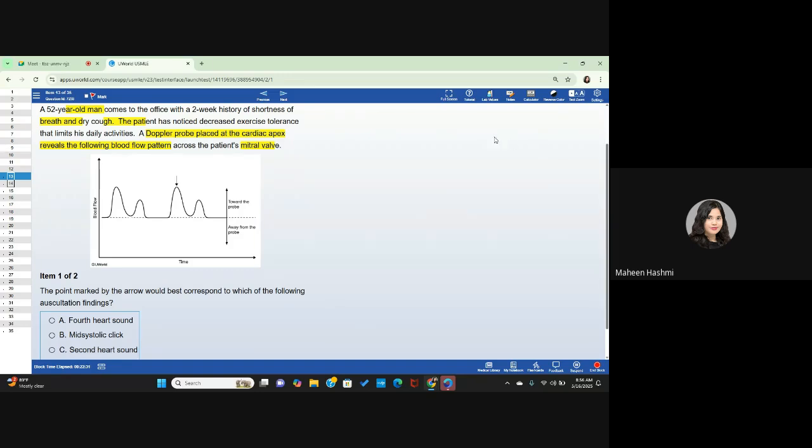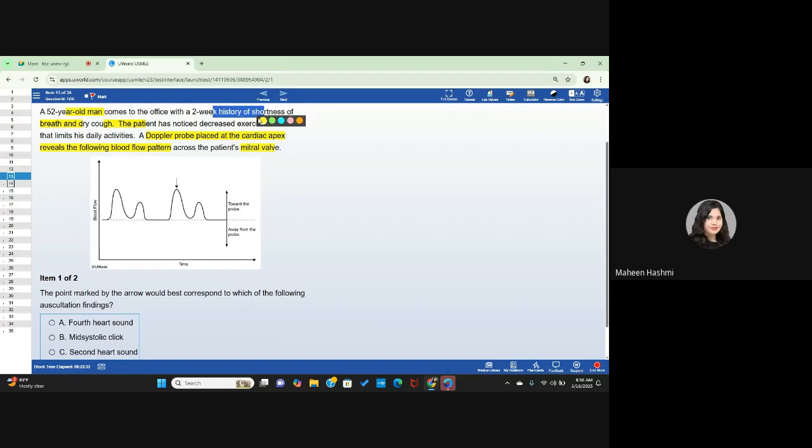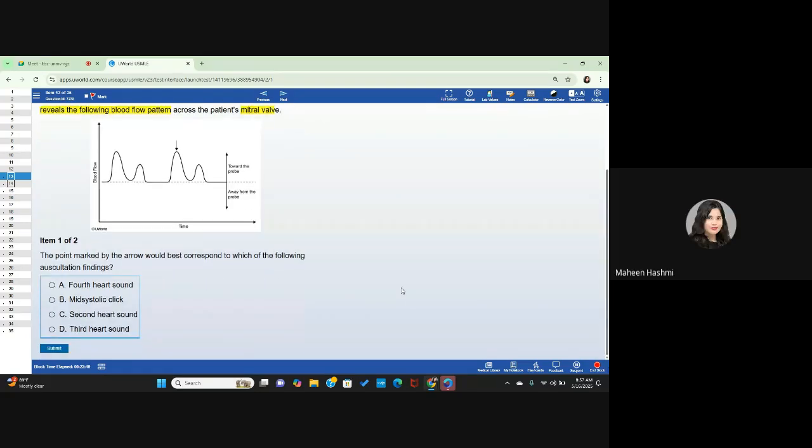See, if it is 2 weeks, then it cannot be stenotic. Can it be stenotic just in 2 weeks? Regurgitation. So what happens in mitral regurgitation? Well, I just told you guys what happens in mitral regurgitation.